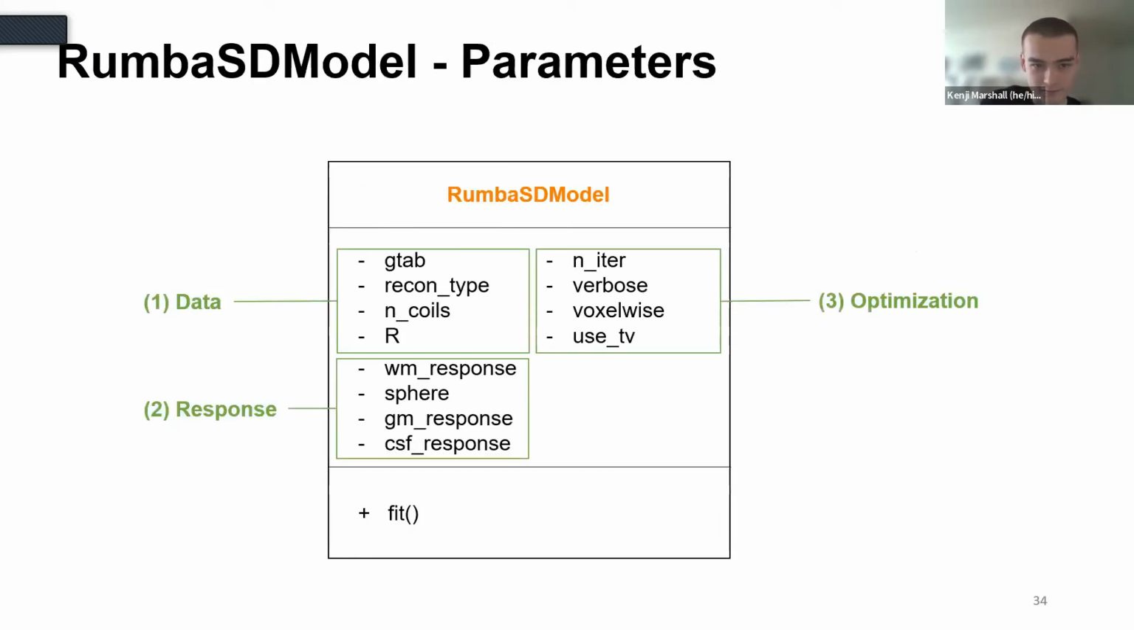I'll begin with this RUMBA-SD Model class diagram. It has 12 attributes, but these are all parameters that you pass to the constructor. So it's important that you understand the influence that each of these has. I've grouped them in some functional way based on parameters that are responsible for describing the data, for constructing your dictionary, your response, and for conducting the optimization. And I'll go through them in these groups.